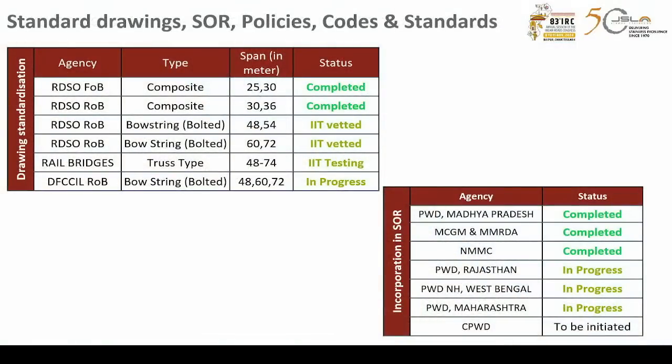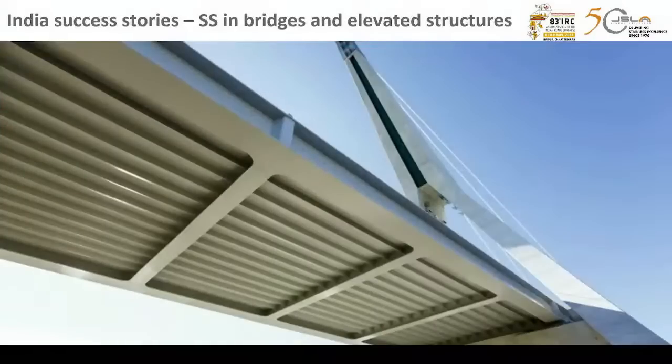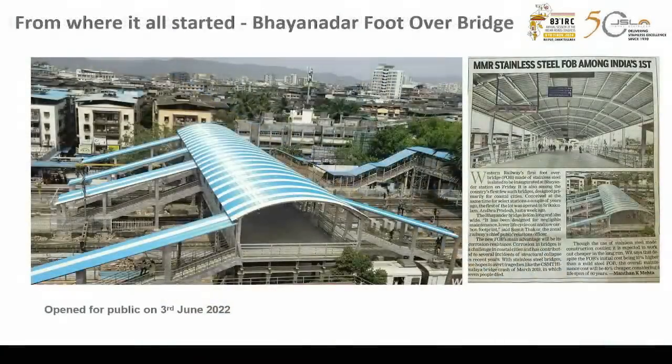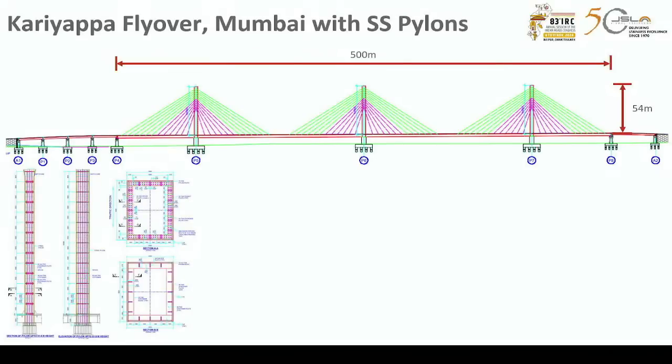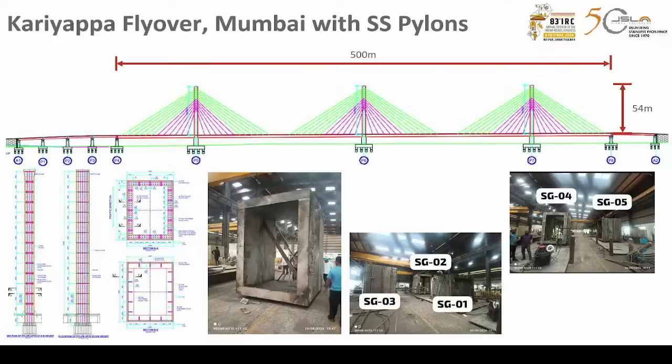Status of RDSO, the status of drawing from standard agencies. I'll quickly go into the project references that we presently have, which is Karyappa flyover. This is a flyover in Mumbai, which has SS pylons, which is around 54 millimeters in height. These are some images from the fabrication workshop.